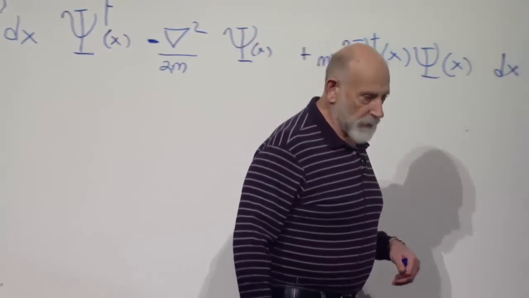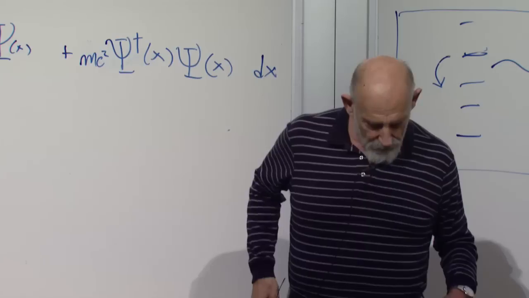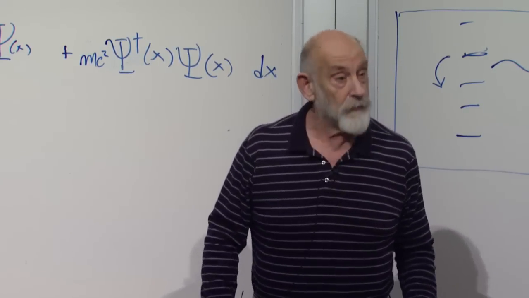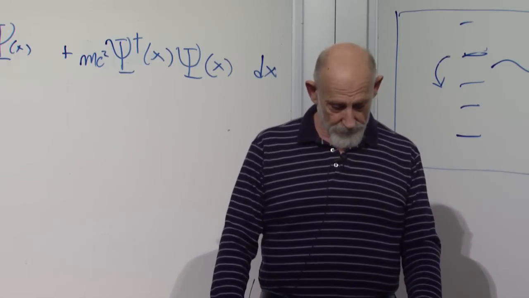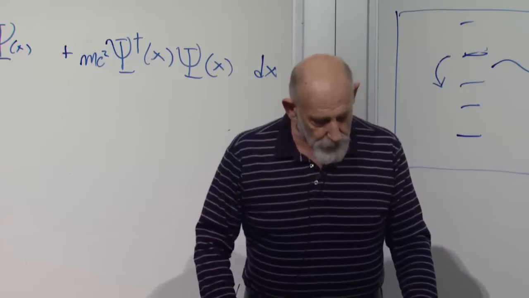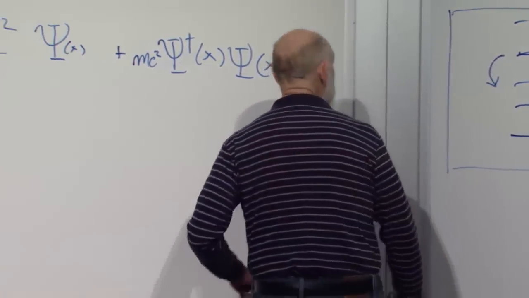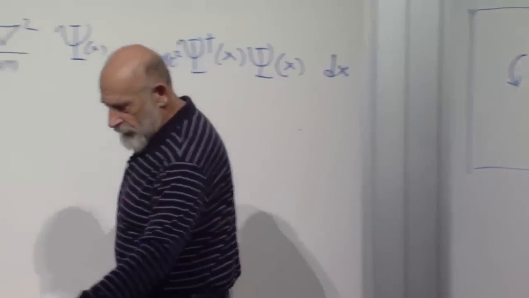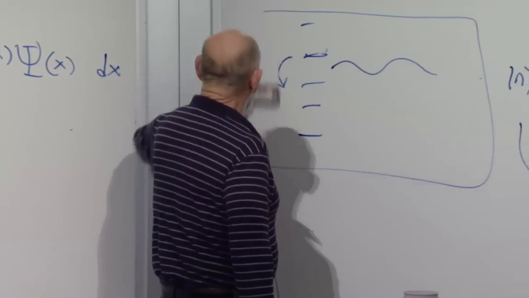The reason I want to include this here is for a very simple reason. I want to spend a minute or two talking about momentum conservation. How do we see from this expression that momentum is conserved? Okay, what does it mean for momentum to be conserved? Well, what does the Hamiltonian do? What's the role of the Hamiltonian?